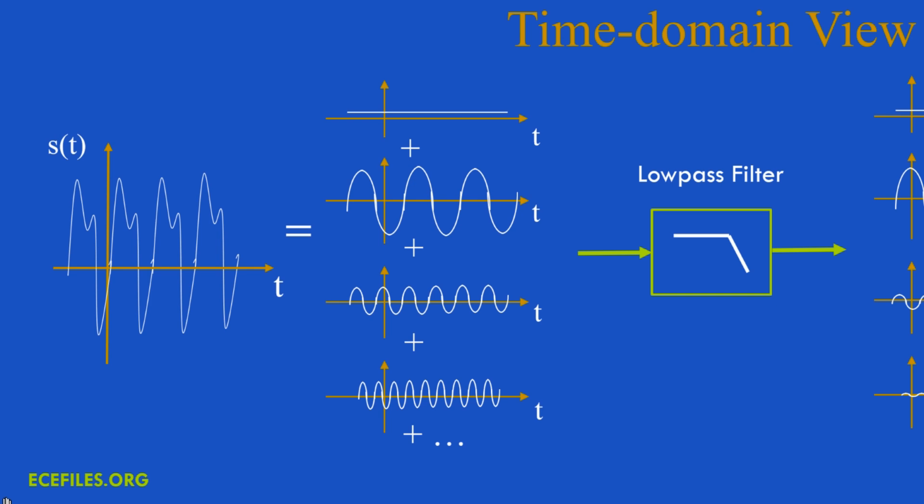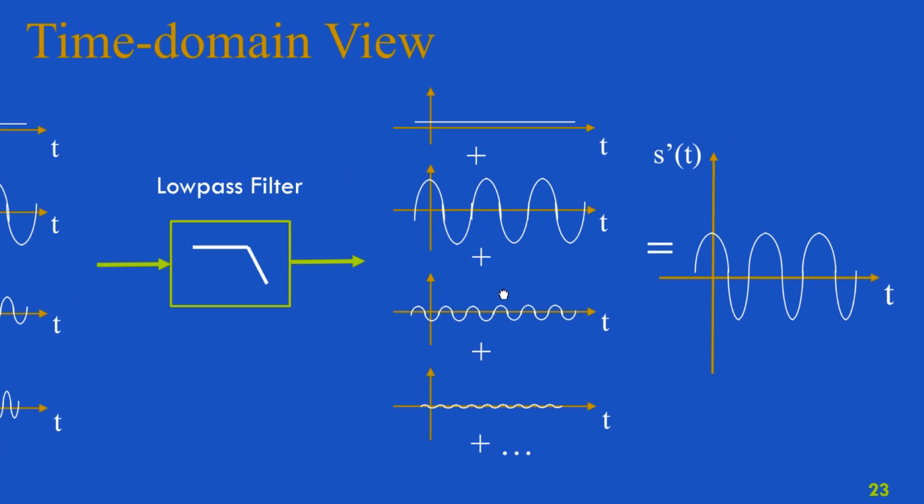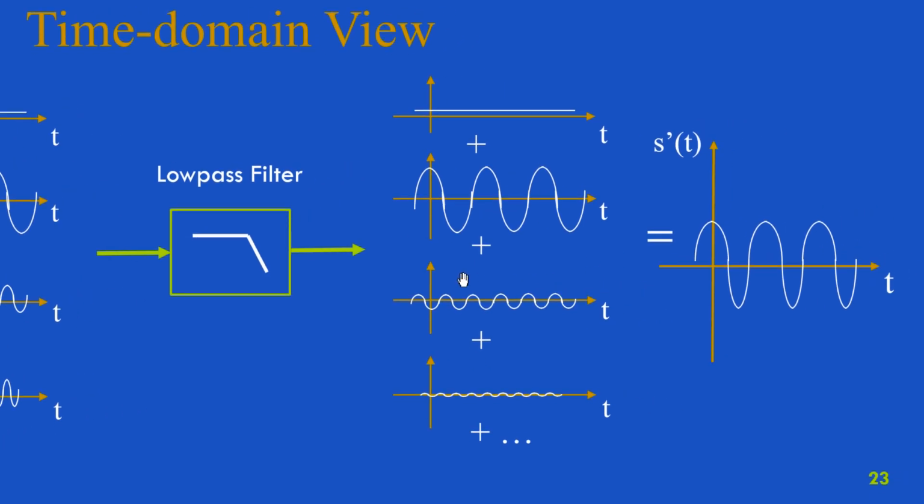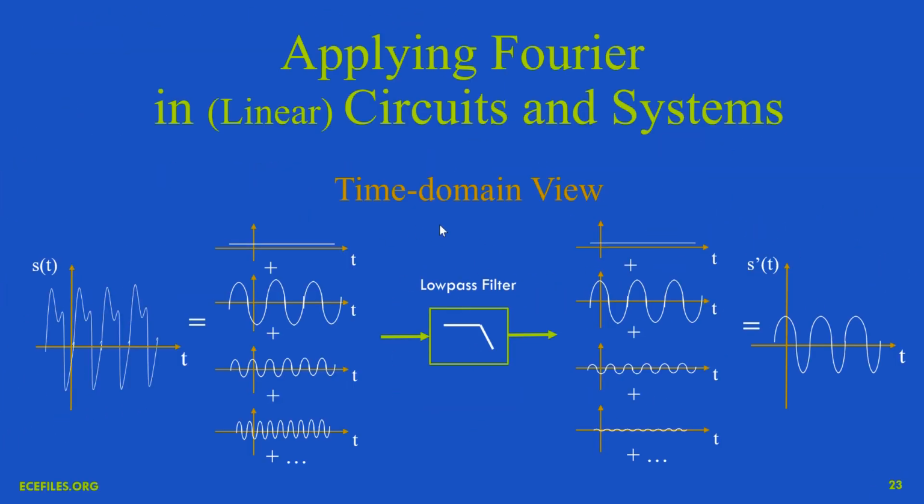So this is admittedly a rather cumbersome looking view. We decomposed the original waveform using Fourier into components. We ran them all through the filter, and we added them all up at the output. This is a time domain view of what's going on. Let's switch to the frequency domain.